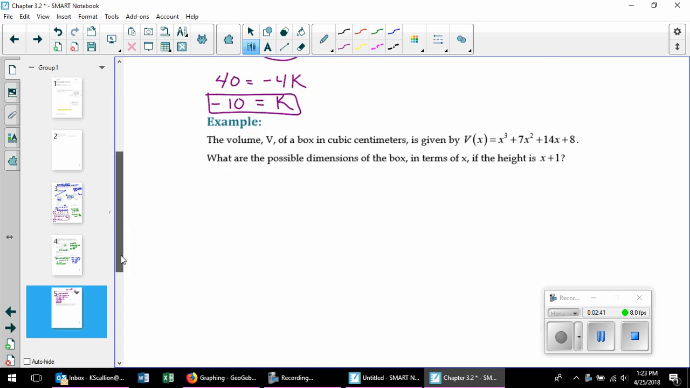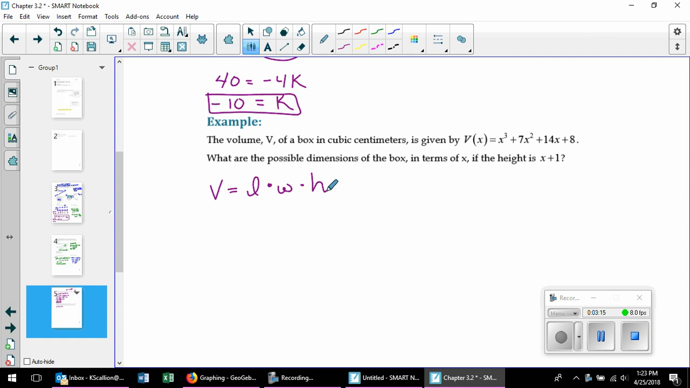Okay, so the volume of the box. What are the possible dimensions of the box in terms of x if the height is x plus 1? Okay, first of all, how do we find volume of the box? Volume is equal to length times width times height. You're going to be expected to know that. Really. And area of a square, of a rectangle, you're going to have to know that, it's not showing up on any part of the sheet.